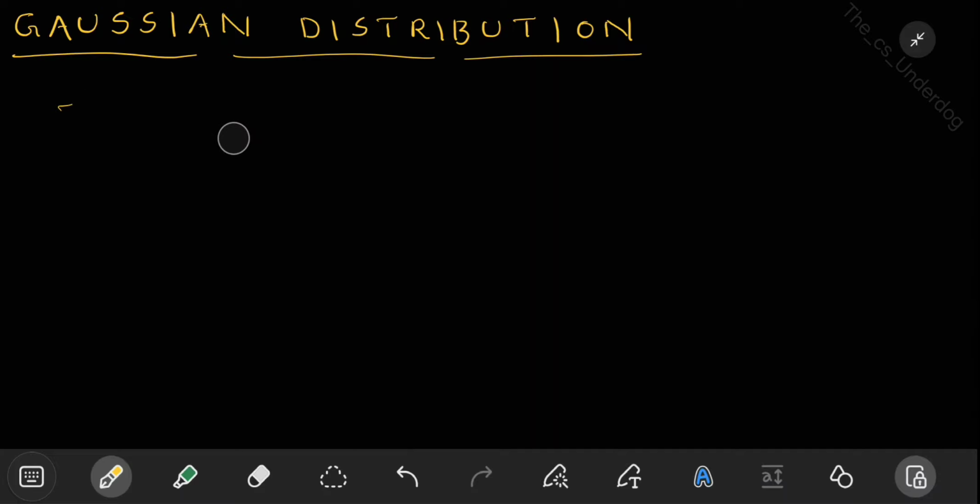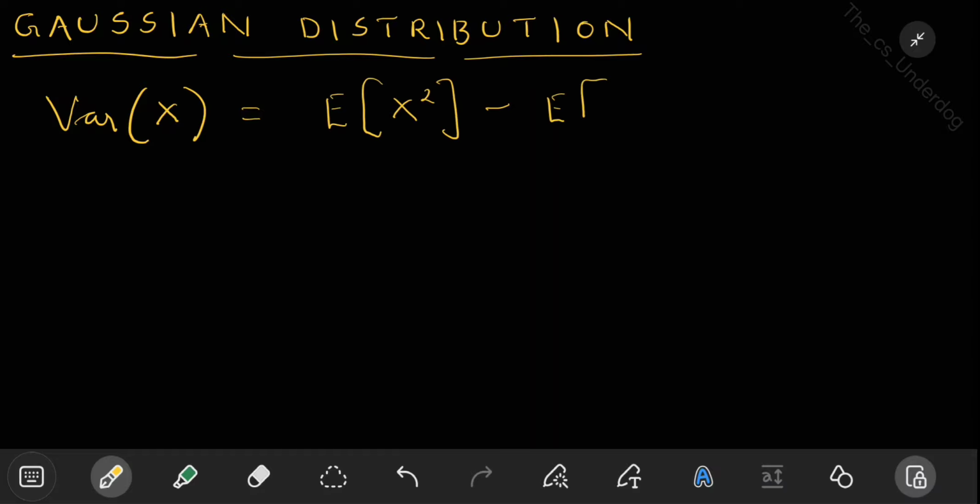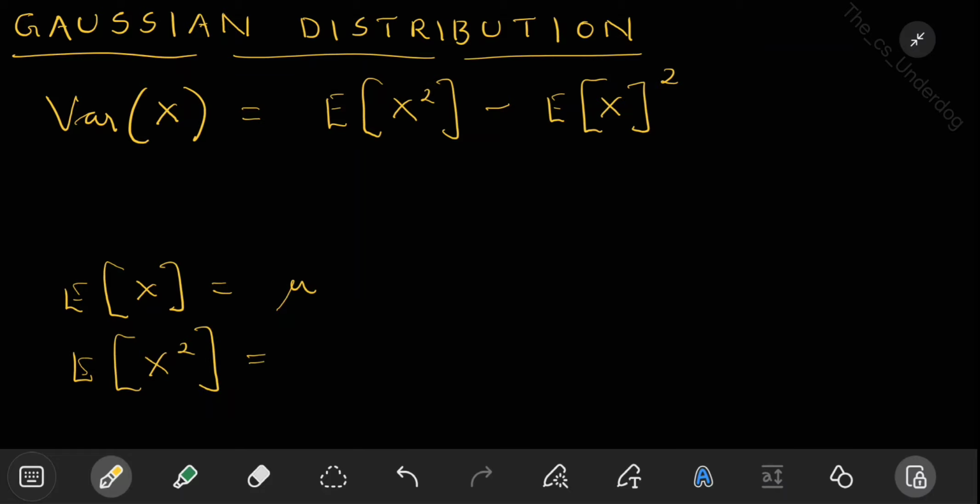Let us see variance of a Gaussian random variable. What is the variance? The formula for variance is expectation of x square minus expectation of x the whole square. This is what we had already seen. And we know expectation of x is mu, and expectation of x square, again I am not going to solve. Instead, I am just going to tell you the final value, because we just need these values in order to calculate variance.